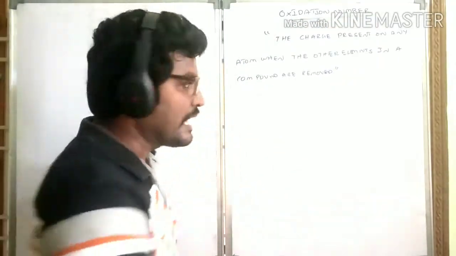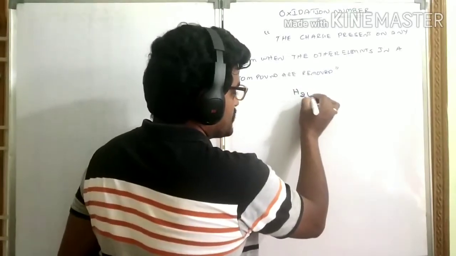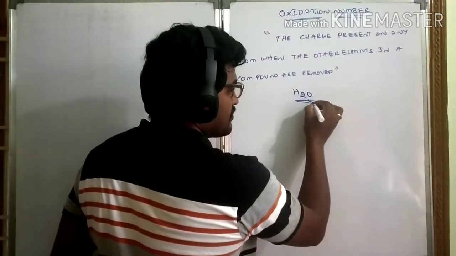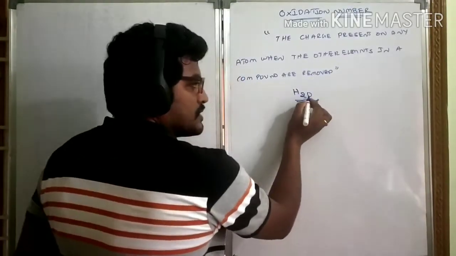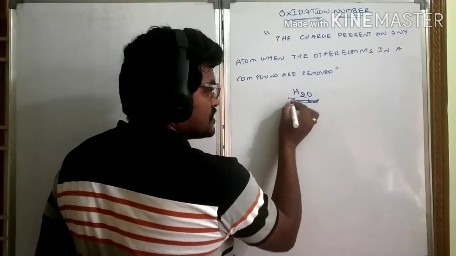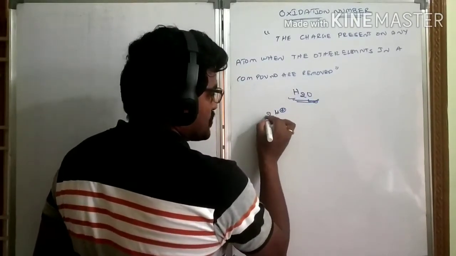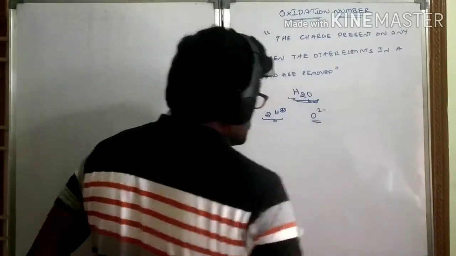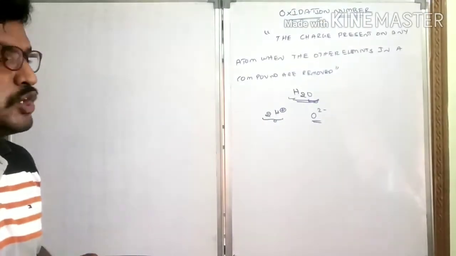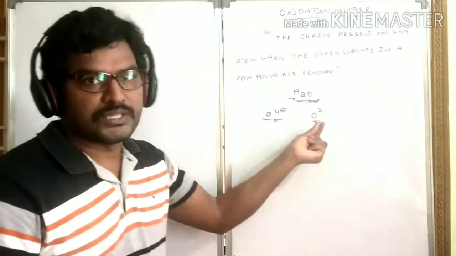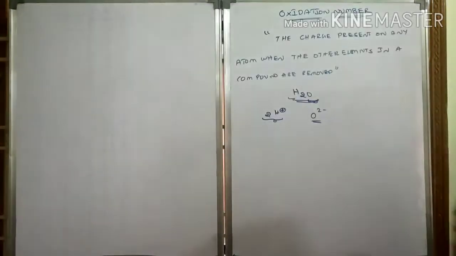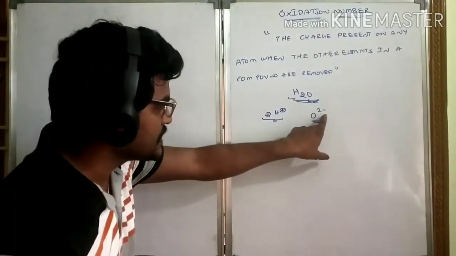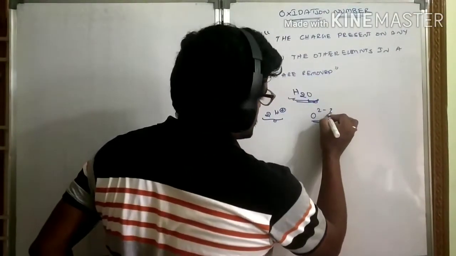Let me give you an example. H2O you take. Let us consider oxygen. Here in H2O, hydrogens will be in the form of H plus. When you remove the 2H plus, you will have the oxygen which will be bearing the minus 2 charge. So here that minus 2 charge is there, right? This minus 2 is known as the oxidation number of oxygen.